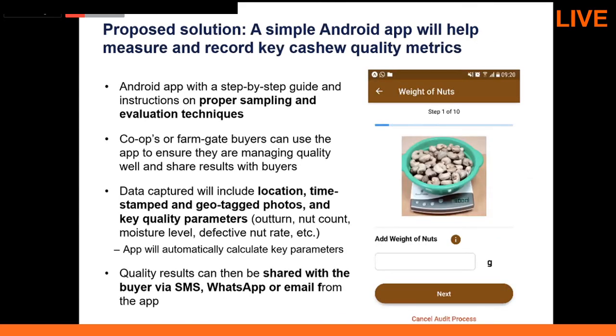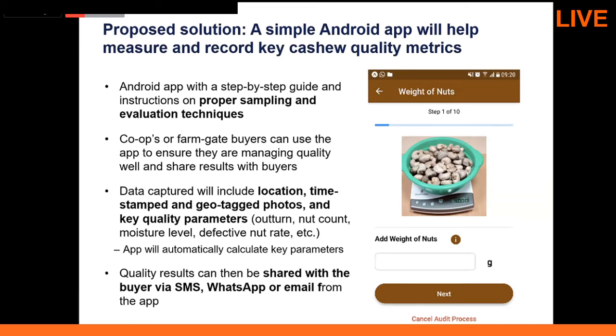So we've actually created a simple Android app to walk a user step by step through how to perform a KOR quality assessment. We have a guide on proper sampling and evaluation techniques built into the app. It captures location, it's time-stamped and geotagged. We include photos so you can see the product they're actually using and the device they're using to do the measurements. And we capture all the key quality parameters: outturn, nut count, moisture level, defective nut rate, etc.